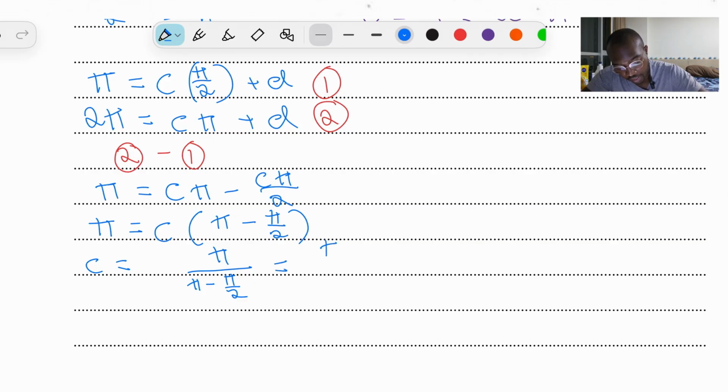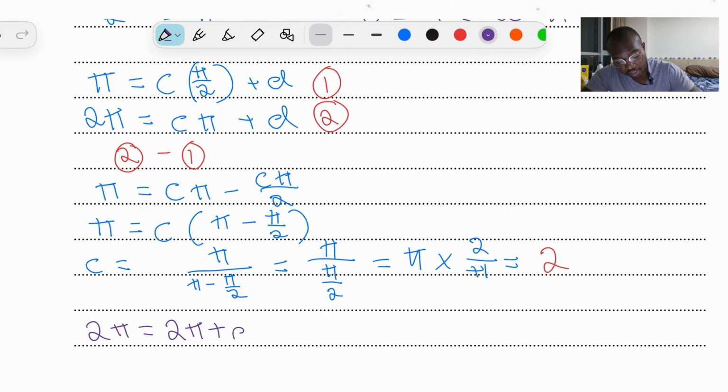If we work this out, we get pi over pi over 2, because pi minus pi over 2 is just pi over 2. And therefore, pi divided by pi over 2 would be the same as pi times 2 over pi, which gives us 2. So we know that c is 2. And if c is 2, then we would have 2 pi is equal to c pi. Well, we know c is 2, so that's 2 pi plus d. And as you can see, d would have to be 0 in that case. So d is 0. And that does make sense, okay?